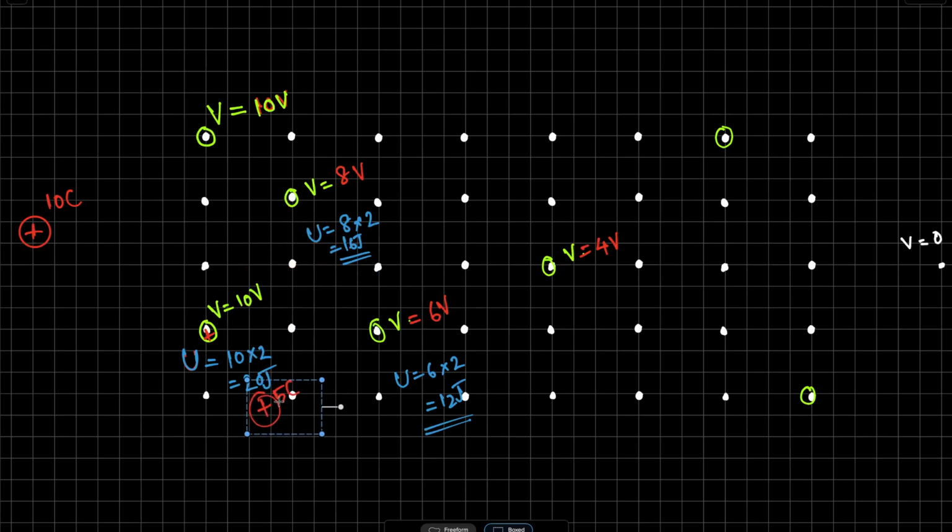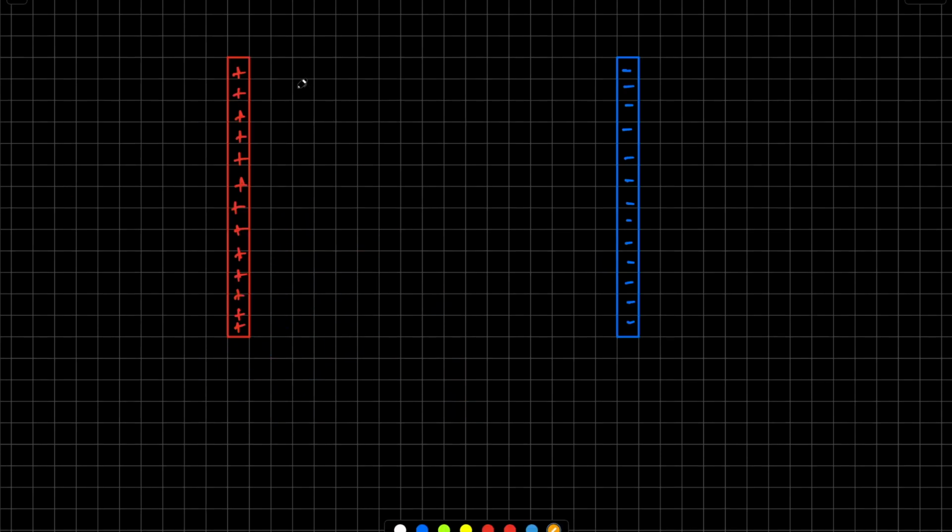All right. I have two oppositely charged plates here. The one on the left is positively charged, the one on the right is negatively charged. So it will produce a uniform electric field pointing to the right. That's the direction of my electric field.